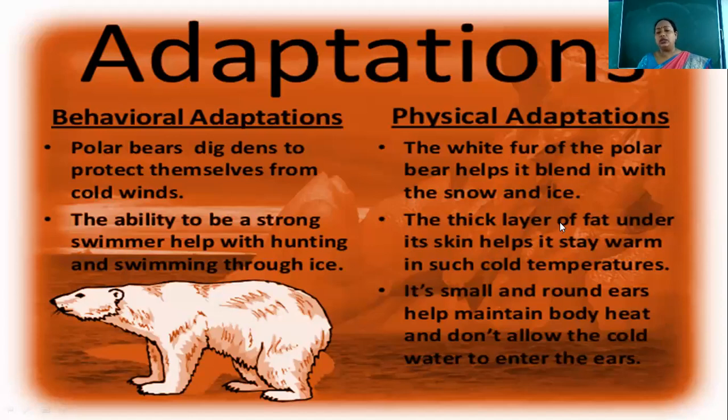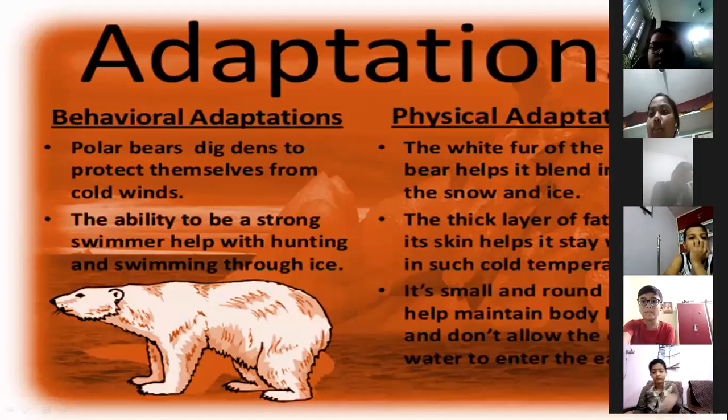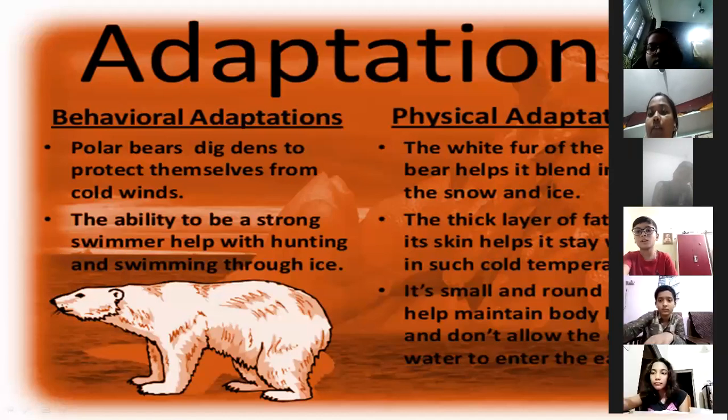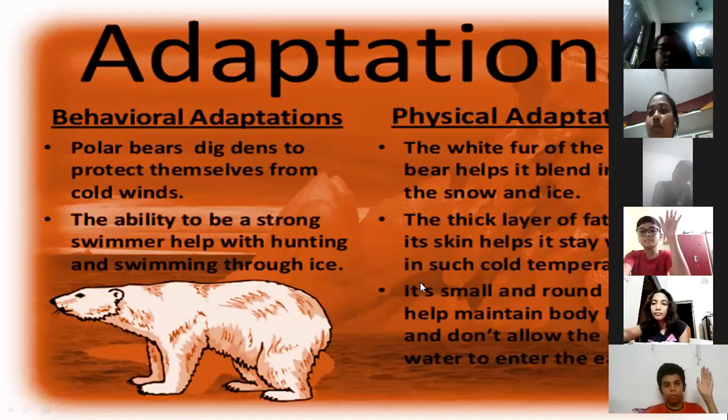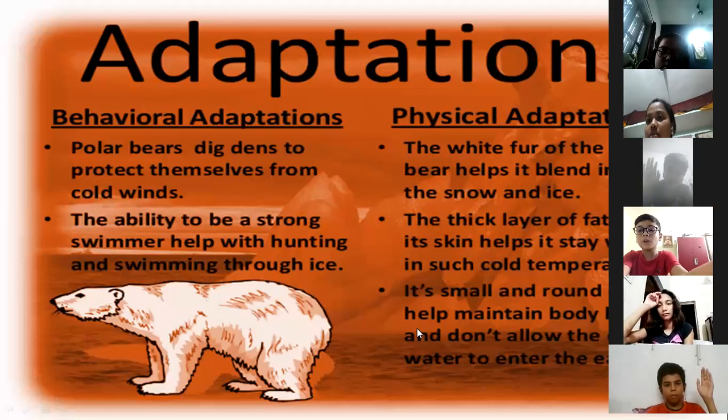Now, why do you think it needs to blend with the surroundings? Can anybody respond to this? Why is it that it has white fur on its body, and what is the use of it? Why does it need to blend its body color with the surroundings? Yes, Celestine. To hide from predators. Very good. So that it can hide from the predators.